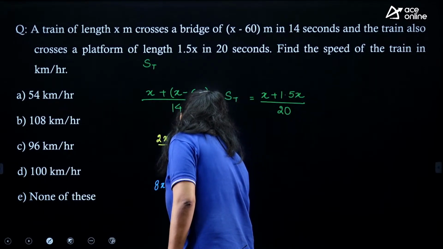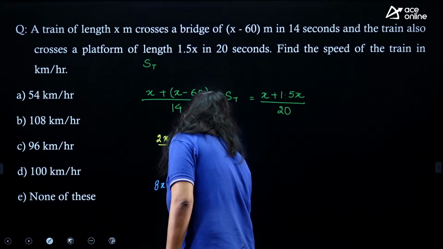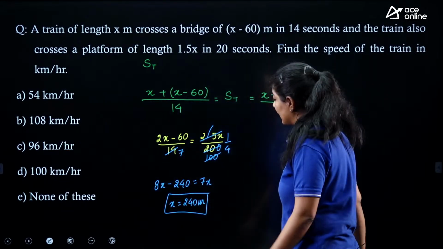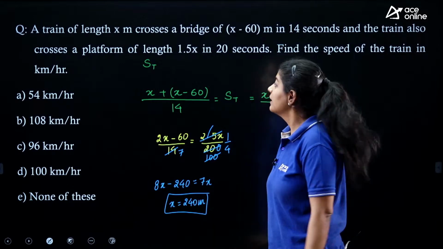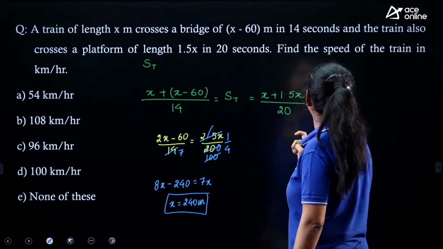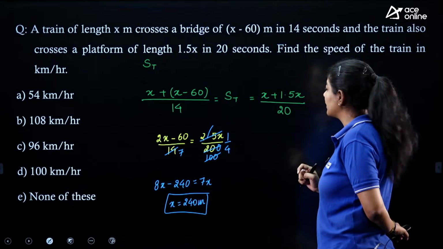The value of x that we are getting over here is 240 meters. Now we simply need to calculate the speed of the train in kilometers per hour.